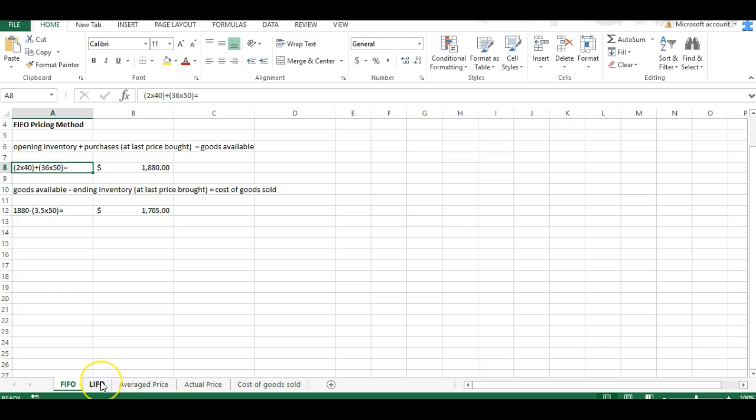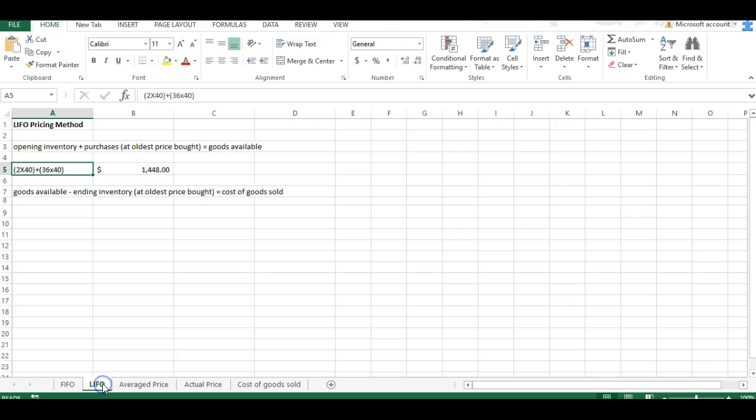So LIFO is the opposite. It's going to go from the oldest price that you paid, more at the beginning of the month, so that was the $40. I already put in here the opening inventory plus purchases. Then you take the goods available minus the inventory at the oldest price, and that will give you your cost of goods sold. So like I said, those are very similar.